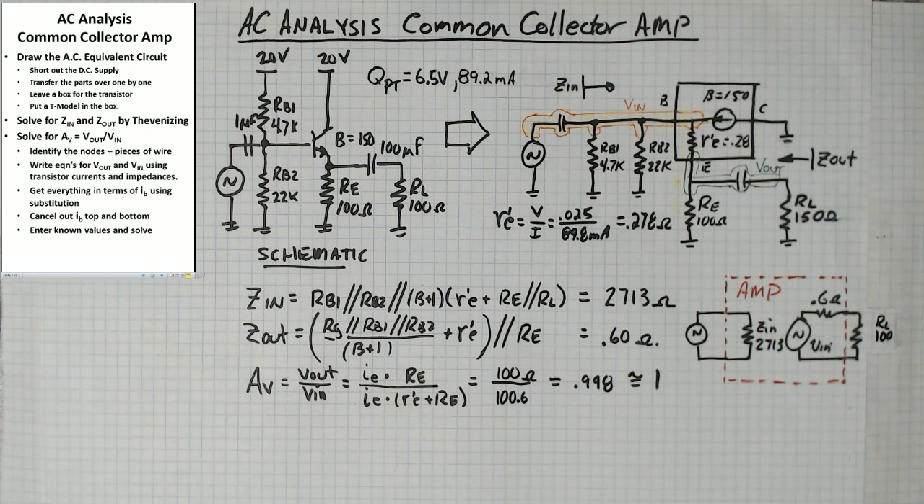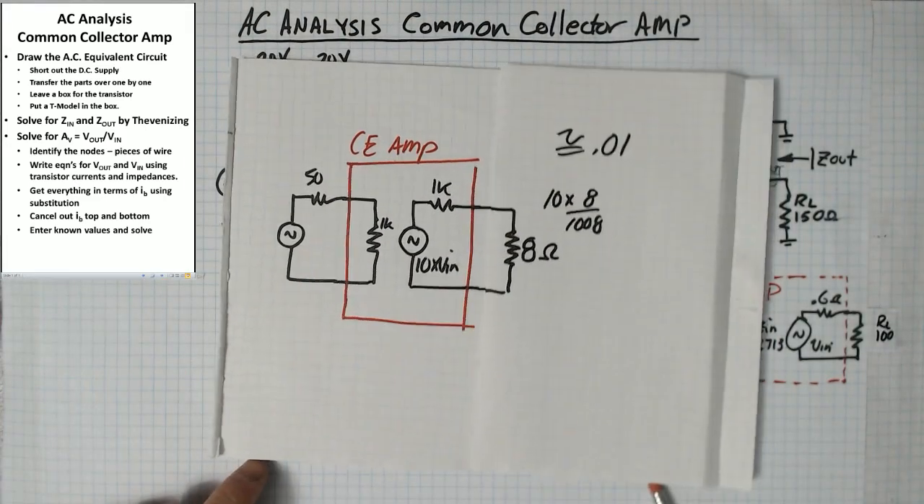So there are the values for a common collector amplifier. Got a Z in that's not too bad, 2713 ohms. There's a Z out that's very low, but an AV that kind of sucks. 0.998, that just doesn't seem very useful at first. But in fact it is, and I'm going to show you how that's useful with this little demo over here.